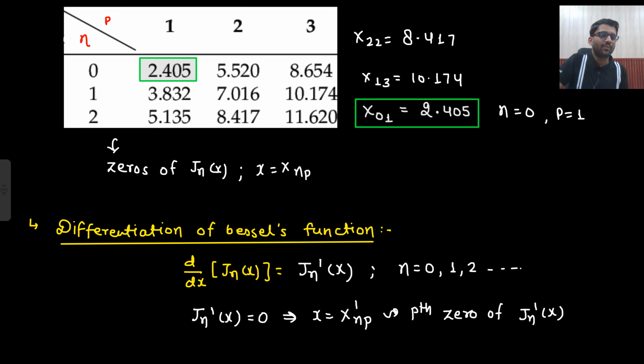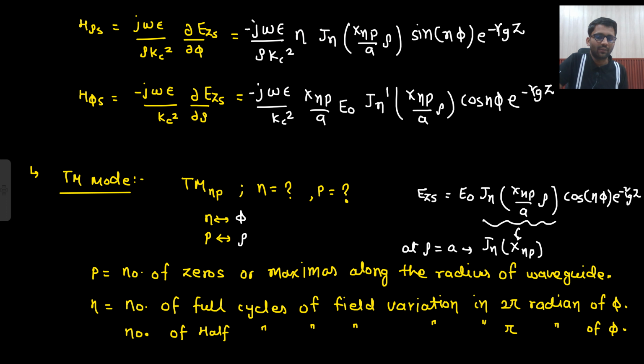So what did you understand from this analysis? What is your p? P is the number of zeros or maxima along the radius of the waveguide. So when I took the complete radius, when I took rho equals a, and then I changed the value of p, I put the value of p as 1, 2 and 3. I got to know that when I put p equals 1, my number of maxima or number of zeros is 1. When p equals 2, number of maxima and number of zeros is 2. When p equals 3, number of maxima or number of zeros is 3.